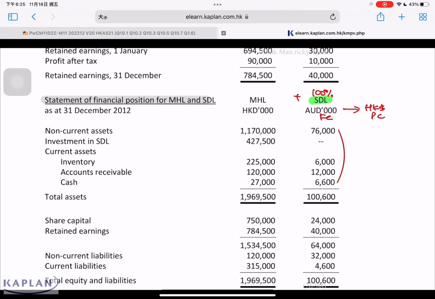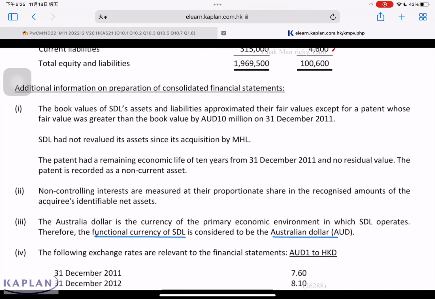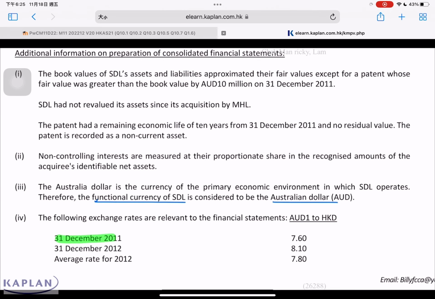All assets should be translated using the closing rate. The liabilities will be translated using the closing rate. For equity, we need to split between pre and post. The pre-acquisition will be translated using the historical rate. Referring to the exchange rates given below, MHL acquired STL on 31st December 2011. The exchange rate is 7.6. This represents the historical rate, the exchange rate at the day when the parent obtained control. The exchange rate on the first day we do translation.